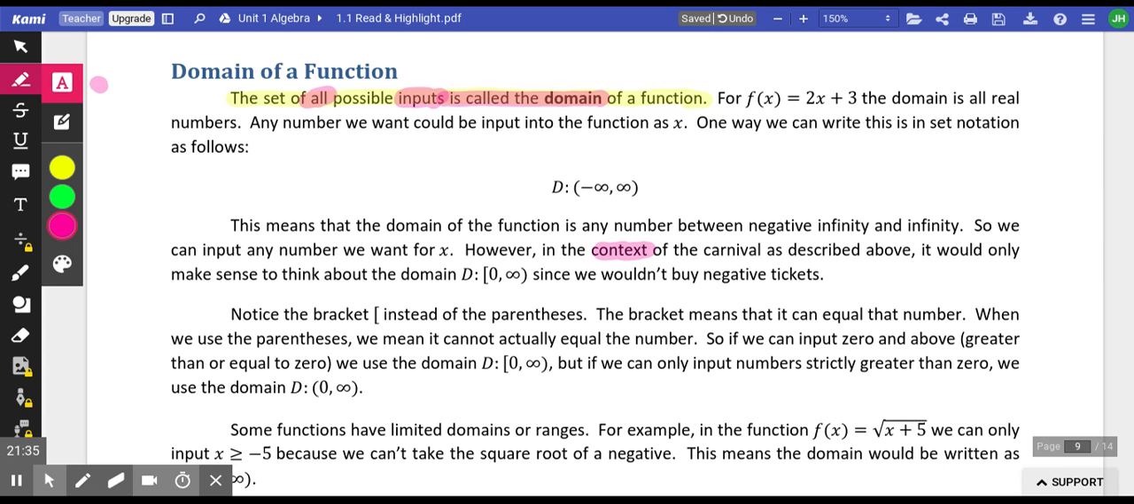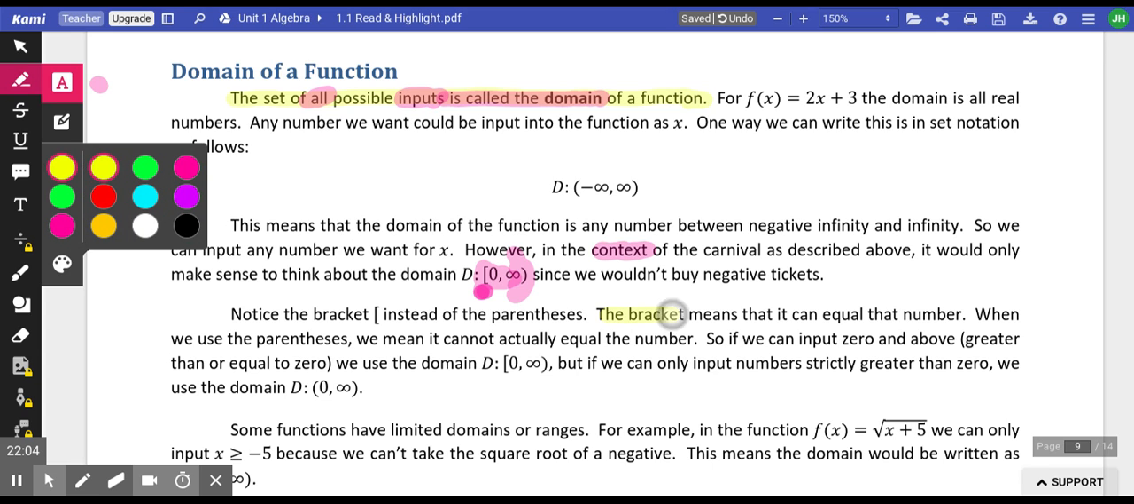So if we think about the real world situation of the carnival that we've described above, it would only make sense to think of the domain as from 0 to infinity, since we can't buy a negative number of tickets. Notice the bracket here instead of the parenthesis that is there. The bracket means that it can equal that number. I think that's important. The bracket means it can equal that number. When we use the parentheses, we mean that it cannot actually equal the number.